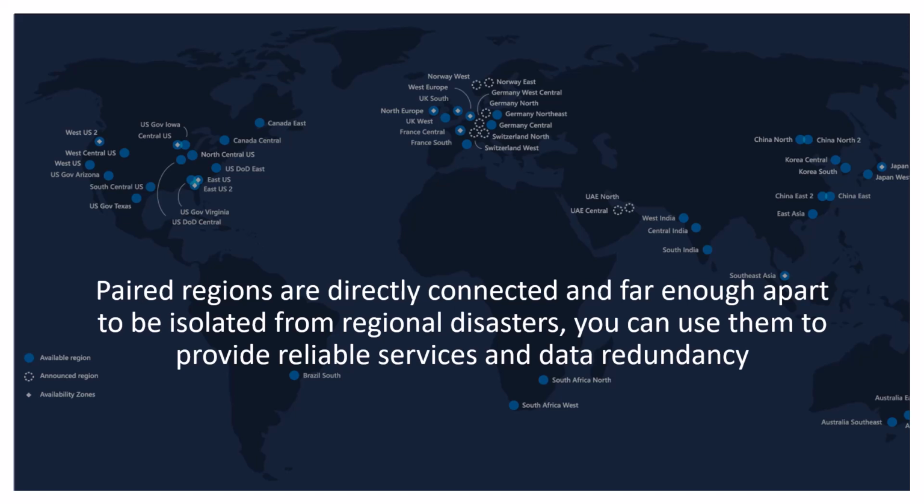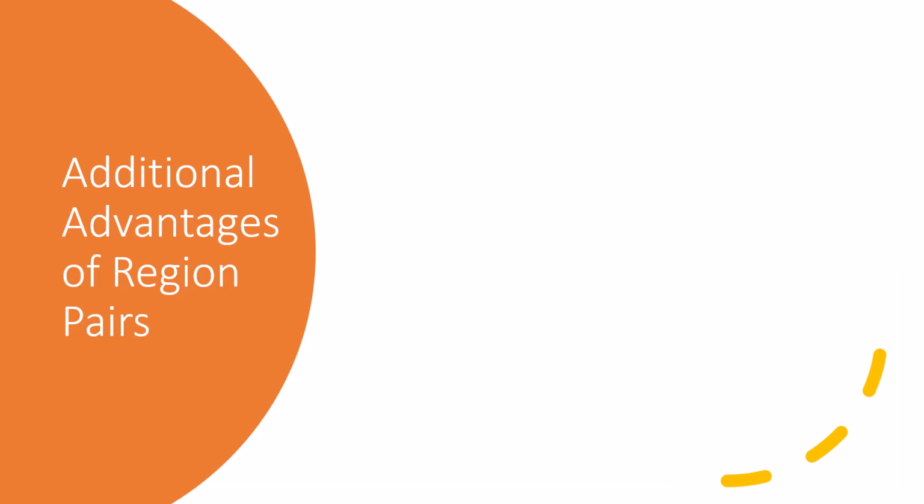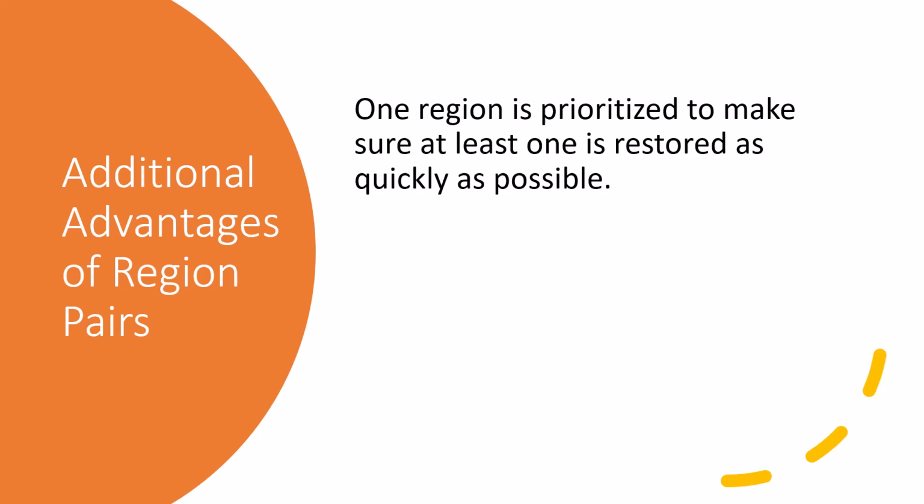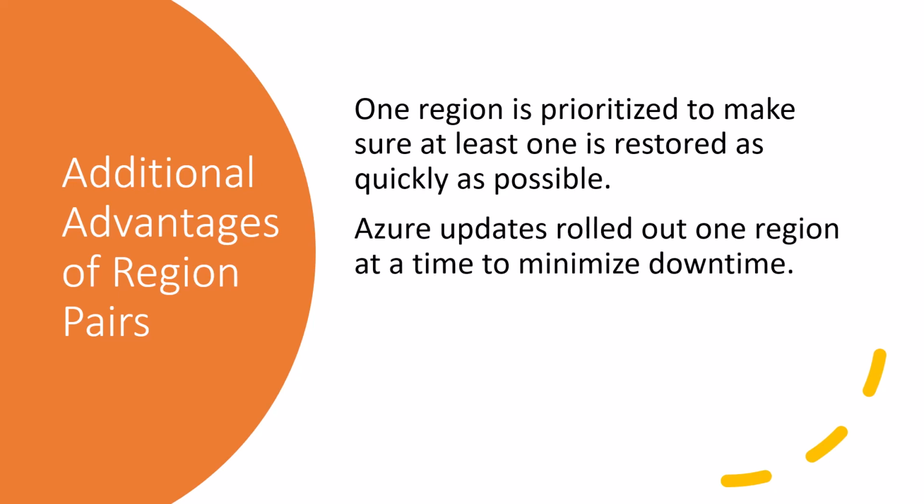So really, the key advantages of region pairs revolve around availability and data residency. For example, if an Azure outage occurs, one region out of every pair is going to be prioritized to make sure that at least one of those regions in the pair is restored as quickly as possible for applications hosted in that region pair. And as far as planned Azure updates go, when these updates are rolled out, they're rolled out to paired regions one region at a time, to minimize downtime and any risk of some kind of outage.